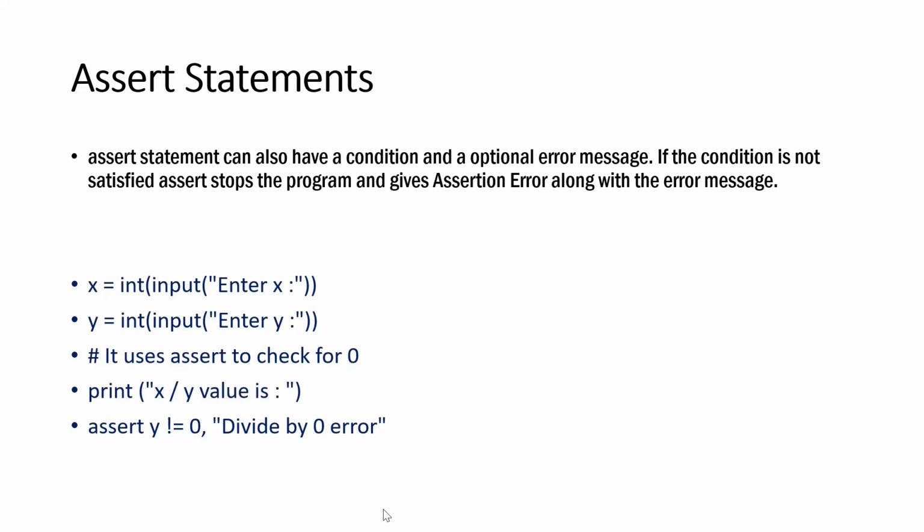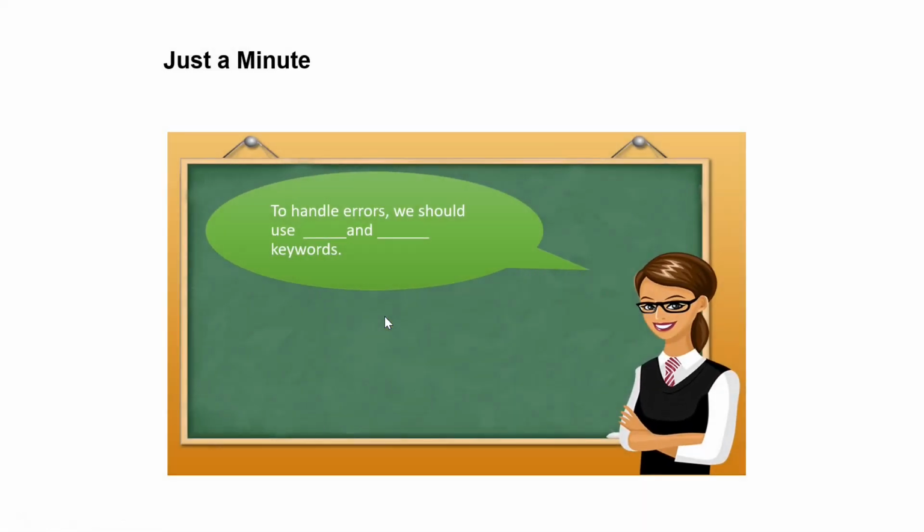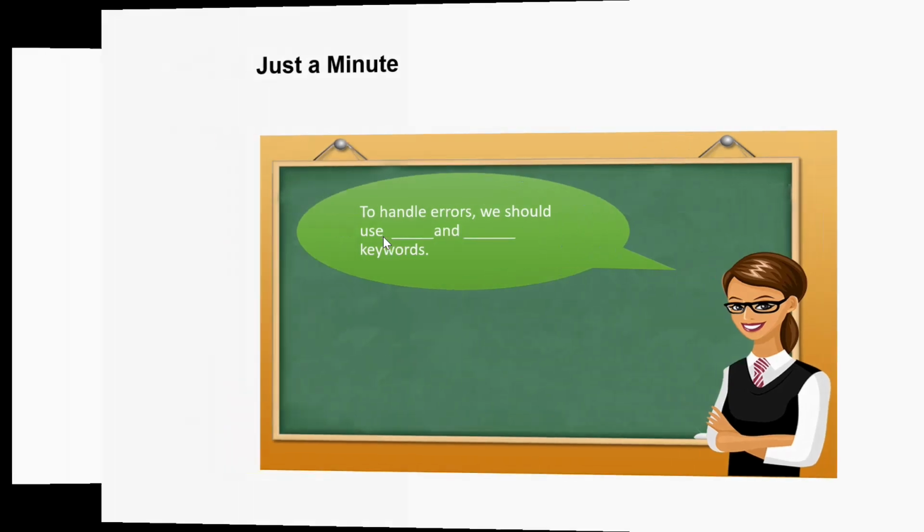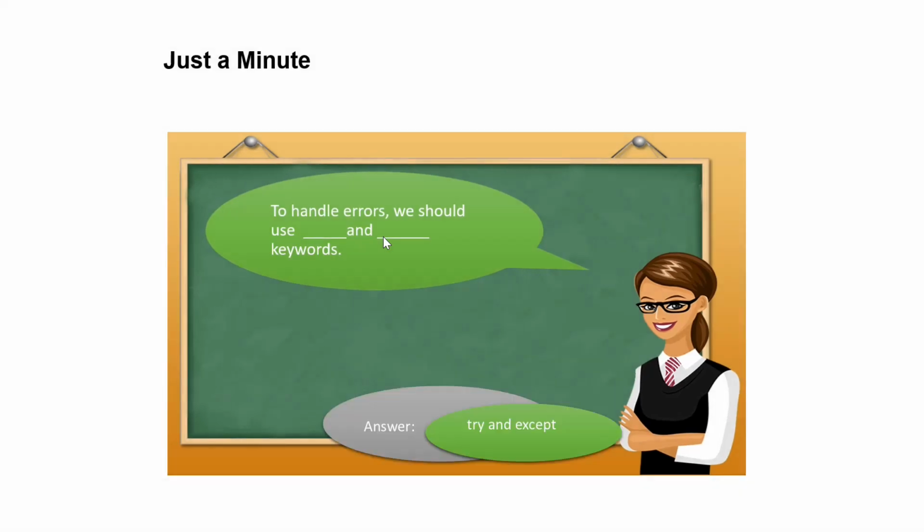The assert statement can also have a condition and an optional error message. If the condition is not satisfied, assert stops the program and gives you an AssertionError along with the error message. For the assertion example, we're going to see it practically in brief. This is only the theory part. To handle errors, we should use the keywords, try and except, as I just told you.